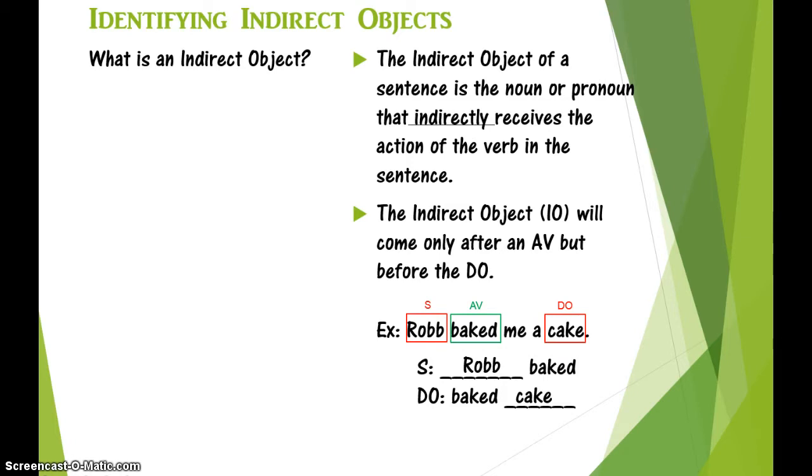Now, the question for the indirect object is a little different. It's going to look a lot like the direct object. Baked to or for whom or what? Now, the to or for is in parentheses because it's implied in the sentence but not directly told to us. So in this sentence, we can answer that with me. Me is a pronoun, so we will box it in orange and label its function as IO.